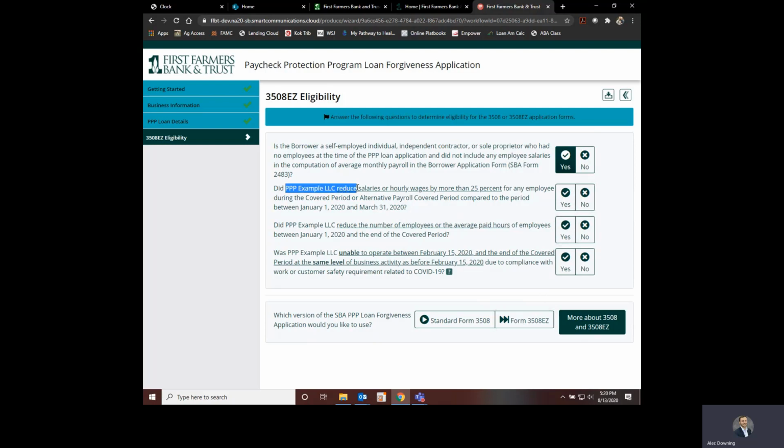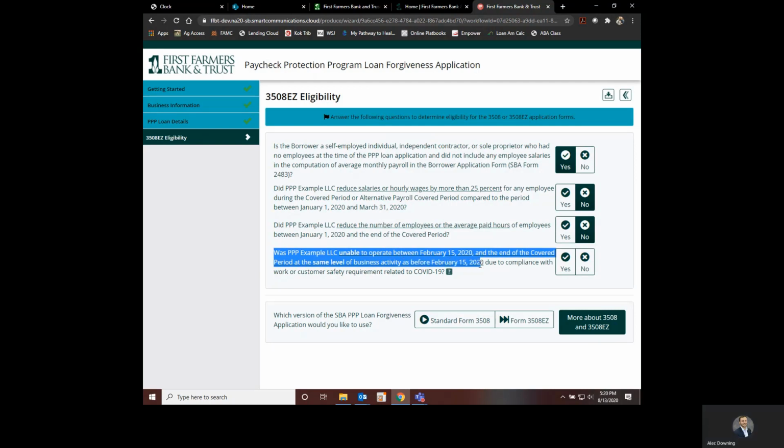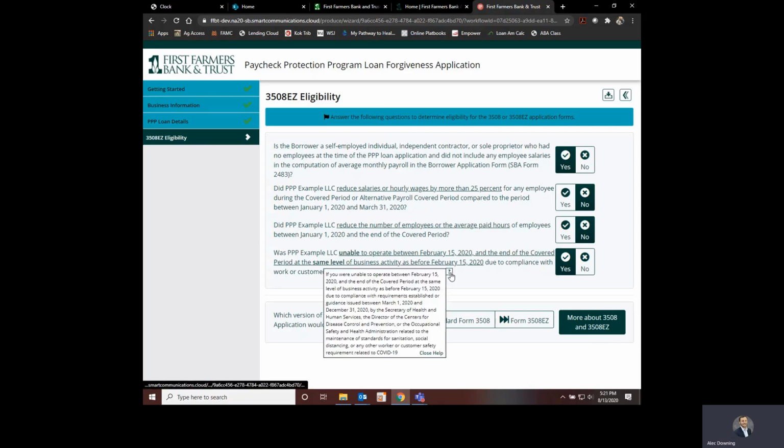So did my fake company reduce salaries or hourly wages by more than 25% for any employee? No, we did not, because it's just me. Did my company reduce the number of employees or average paid hours of employees? No, we did not, because we don't have any employees. Was this company unable to operate at the same capacity after February 15th as it was before February 15th? So this is just certifying again that you had some sort of effect of coronavirus and that you were eligible to receive the loan in the first place.